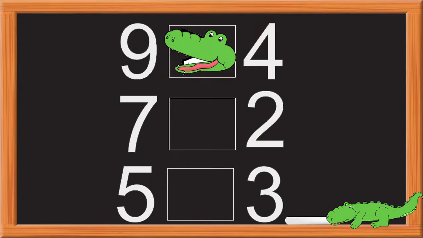Our next row says 7 and 2. Well, they're not equal. 7 is greater than 2. So we're going to use the greater than symbol. On the bottom, we have a 5 and a 3. And 5 is greater than 3.